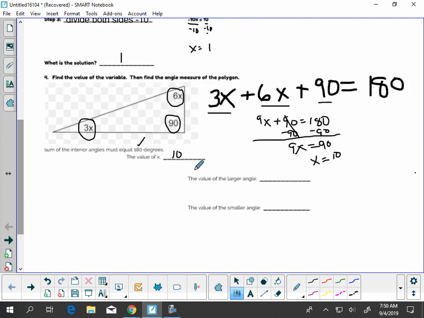Well, we want to find the value of these angles. So that's going to be 3 times 10, which is 30. That's going to be 6 times 10, which is 60. So the value of the larger angle is going to be 60 degrees. The value of the smaller angle is 30 degrees.